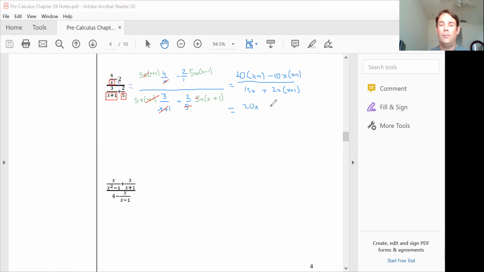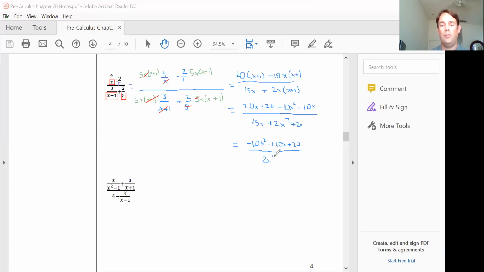20x plus 20 minus 10x squared minus 10x 15x plus 2x squared plus 2x. All righty, so we're going to combine our like terms. So I have a negative 10x squared. Looks like I have a positive 10x and a positive 20. And 2x squared plus 7x.